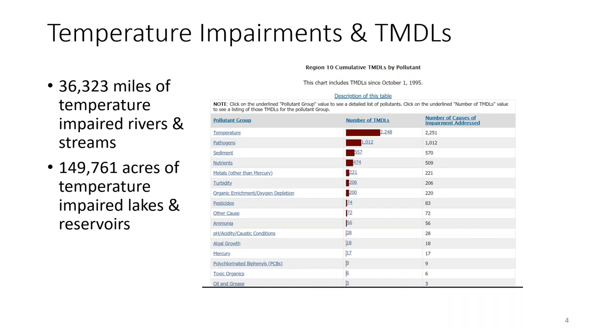So we have a lot of temperature impairments, and we also have a lot of temperature TMDLs in Idaho, Washington, and Oregon. You can see on this slide, we have over 36,000 miles of temperature impaired rivers, a lot of acreage of temperature impaired lakes. And in the bar graph on the right, you can see that our states have done more TMDLs for temperature than for any other pollutant, over 2,000 temperature TMDLs and counting. Next slide.